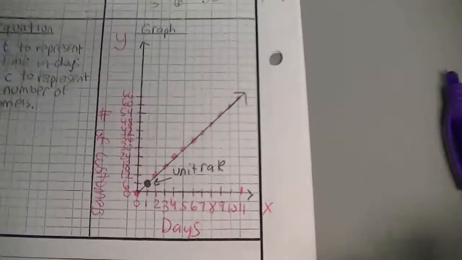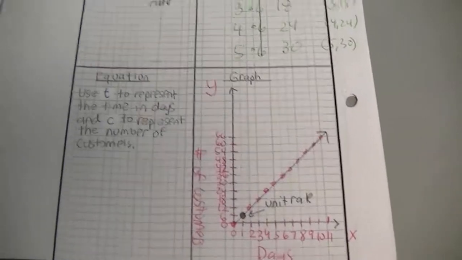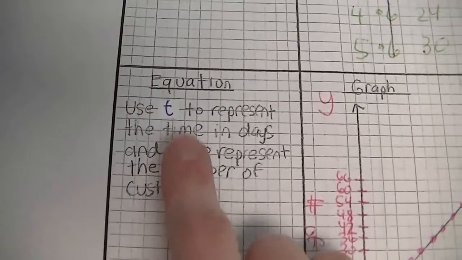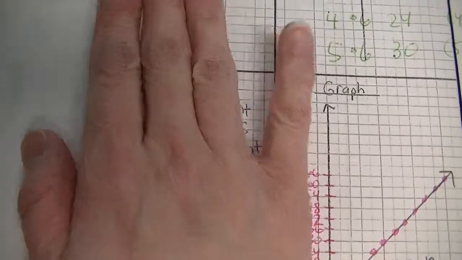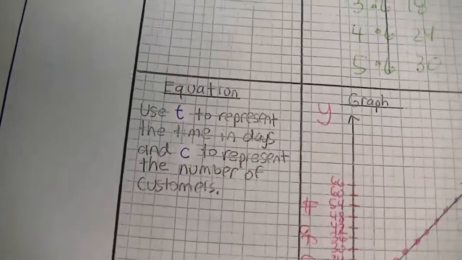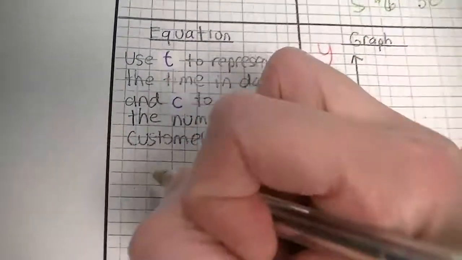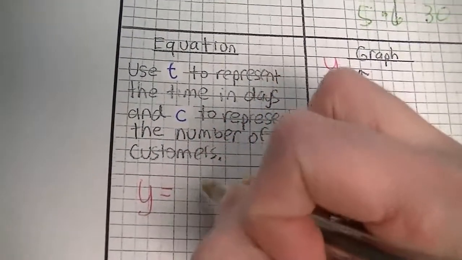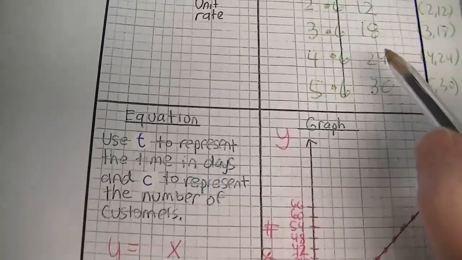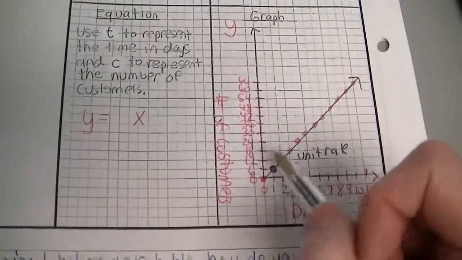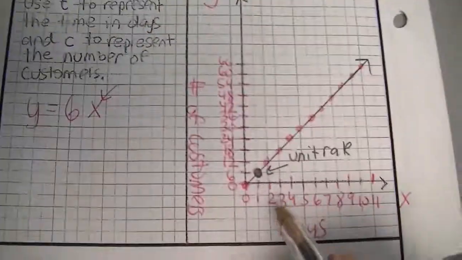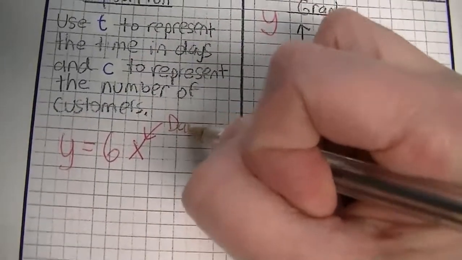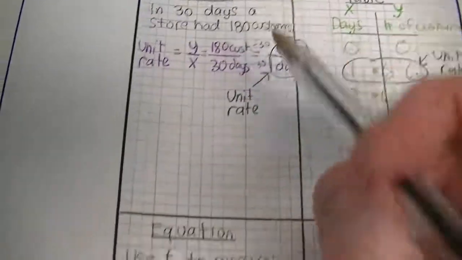Right there, okay? Now let's go ahead and go look at the equation. Use t to represent the time in days and c to represent the number of customers. Okay, start with what you know. How do you make an equation for a proportional relationship? I've taught you this. Y equals unit rate times x. Unit rate was 6. Let's label, label, label. X stood for days. Y stood for, if you forget, look up here, customers.